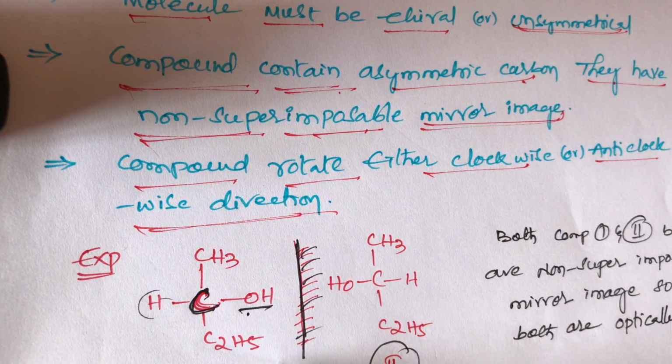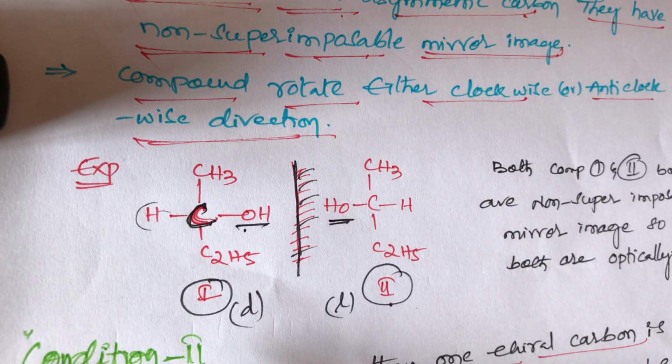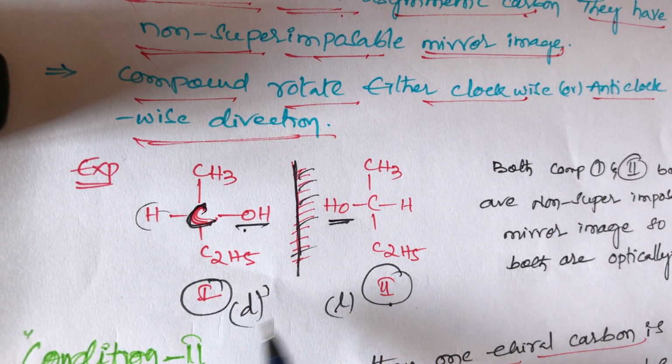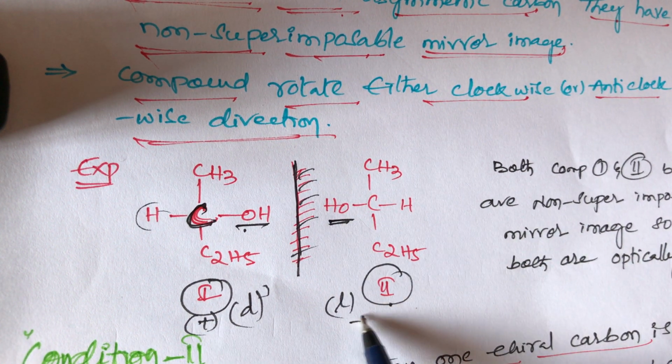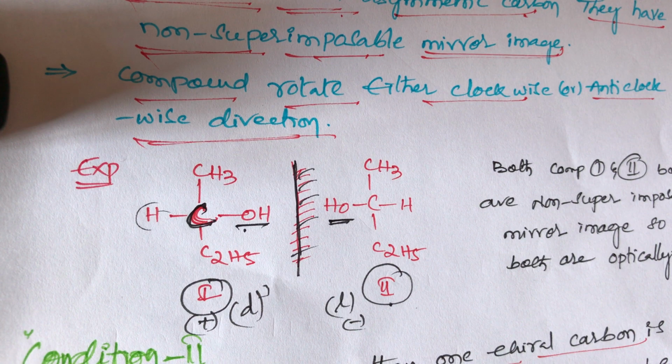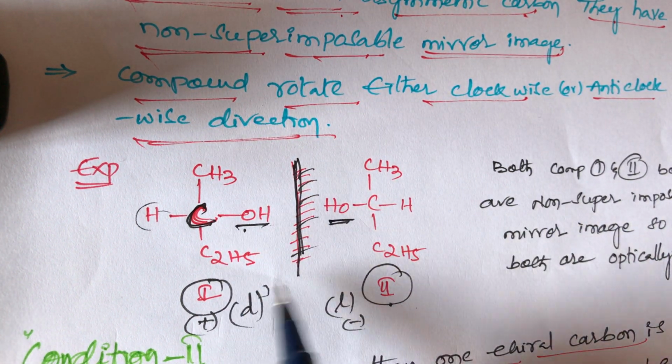When the OH group is present on the right side, that is called dextro, or positive. The OH group present on the left-hand side is called levo, or minus. These both are mirror images, like a mirror, so both are mirror images of each other.